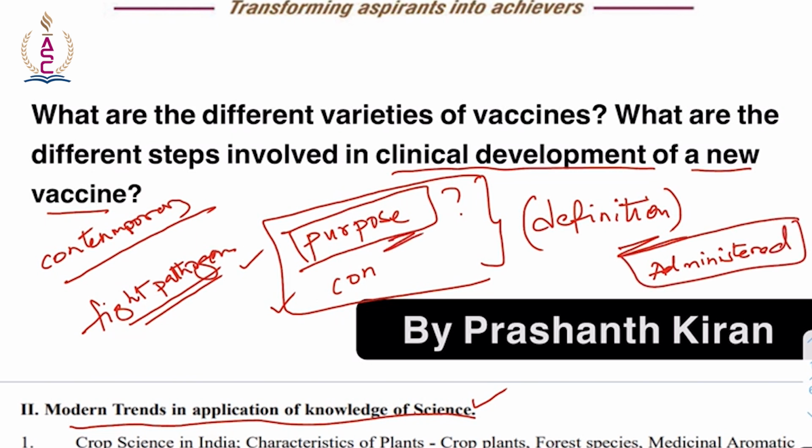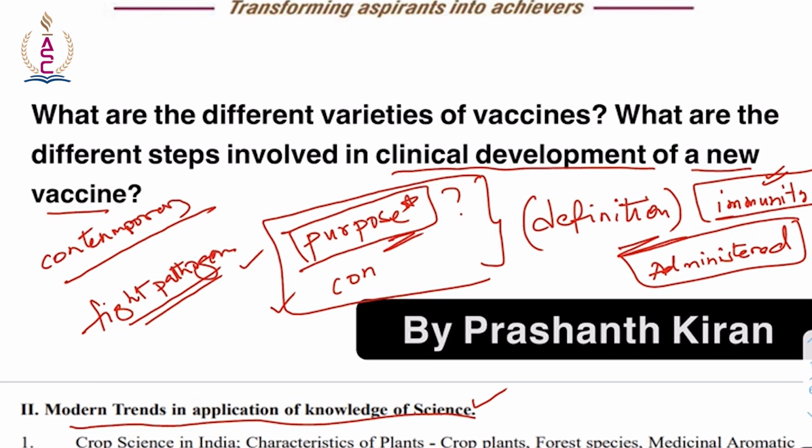So what is the purpose? To fight pathogens and to prepare the body beforehand. The main point is to develop active acquired immunity, so to develop immunity. These are all words in the syllabus itself, as we have seen. So you have to try and find a way to use the words in the syllabus; that would be very useful.